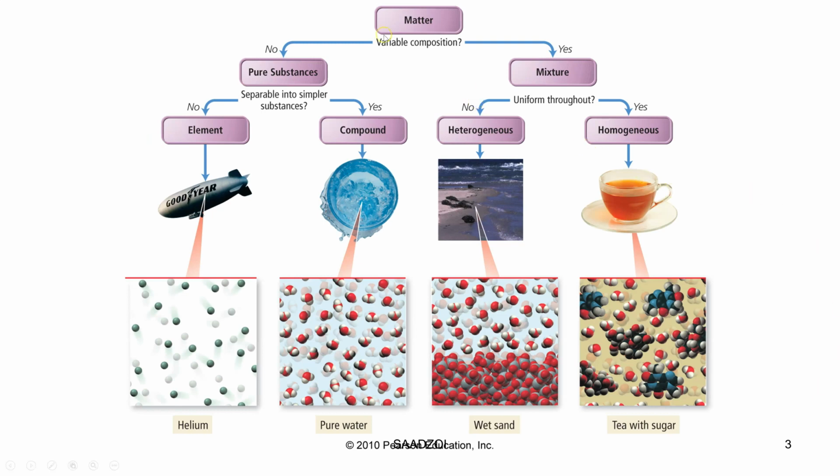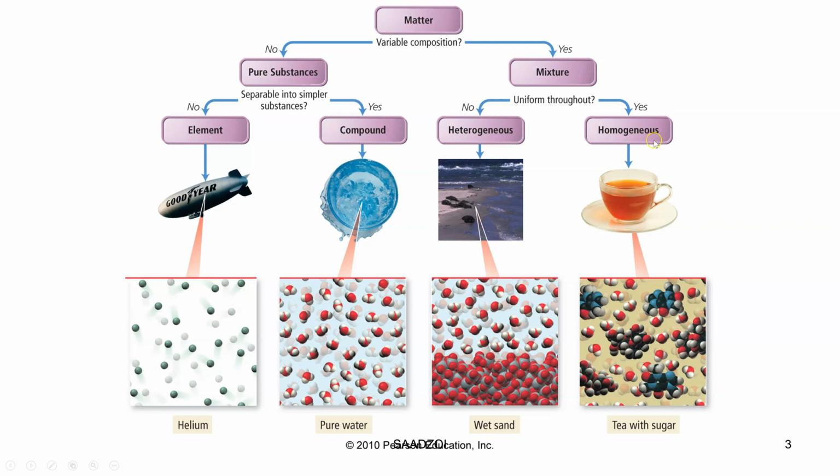So if it's variable in composition, which basically means is it made of more than one thing? If it's made of more than one thing, we consider it a mixture. And if it's a mixture, we have to ask ourselves, does it look like it's one thing, but it's a mixture, or can you tell the different parts by looking at it? That's the difference between homogeneous and heterogeneous. These are both mixtures, so be clear on that. They're both made of multiple things.